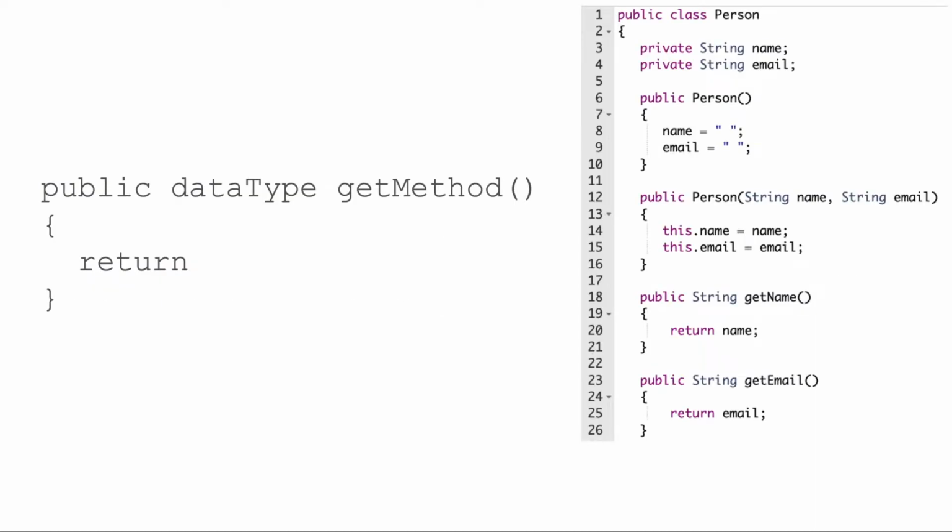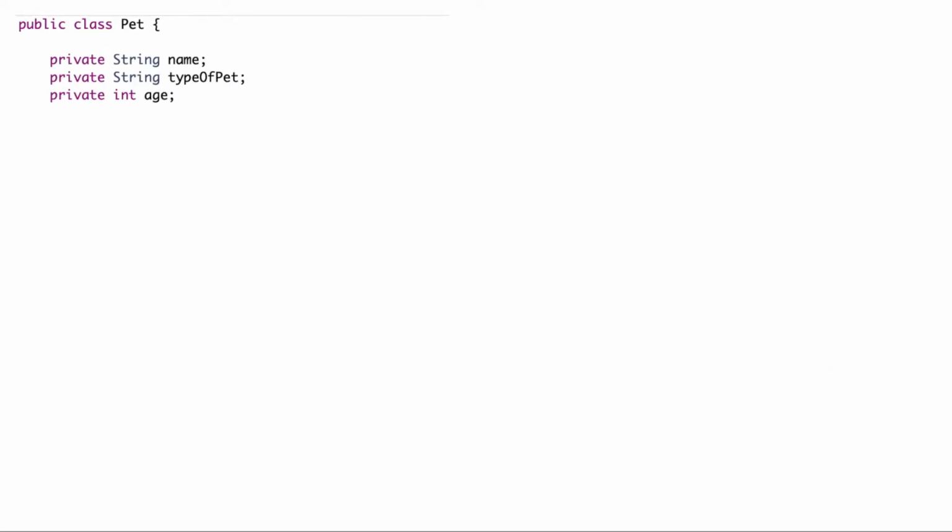Let's look at the basic structure of an accessor method. It must be public so that it can be used or accessed outside by other classes. The return type must match the data type of the instance variable. Normally, it starts with get, and it has no parameters. Let's practice. Write accessor methods for all instance variables: name, type of pet, and age.